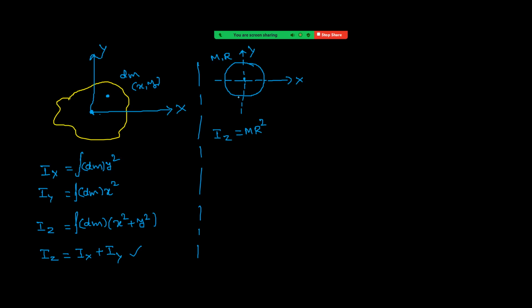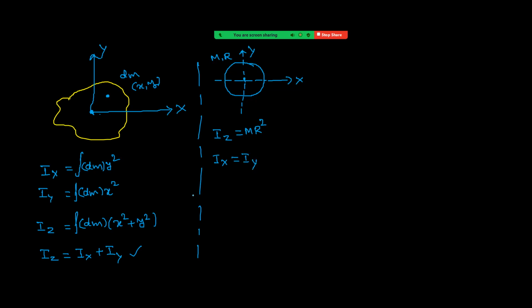Both are the same, right? That means the I value about the x-axis and about the y-axis are the same. Because if you take any diameter, you can see this x or this y are now diameters of the ring. So about any diameter, the distribution of mass is the same. Since the ring is uniform, the value about any diameter will be the same. That means we can write Ix is equal to Iy.